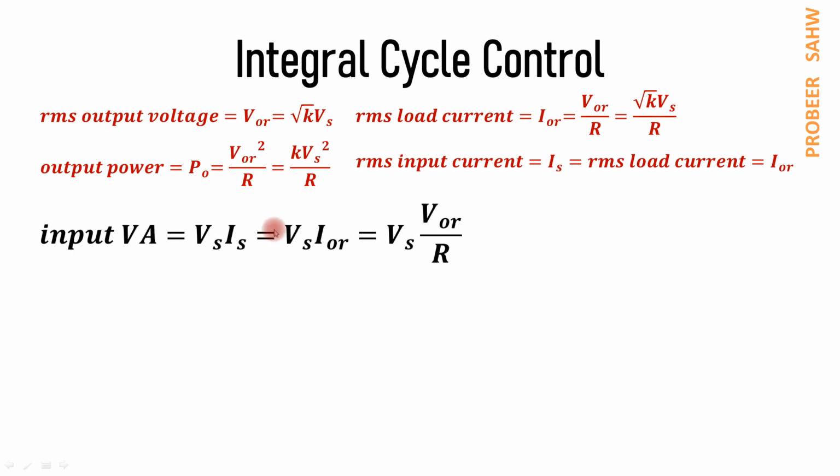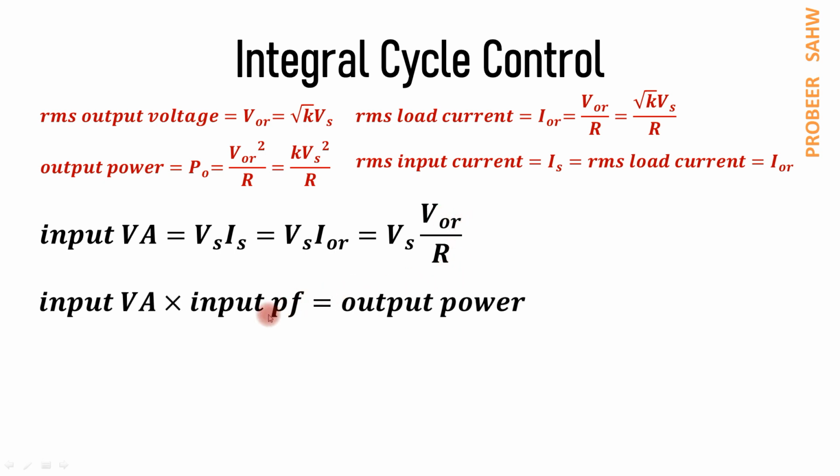Next, we find out the input VA. The input VA power to this circuit will be Vs into Is, V source into I source or V supply into I supply. And we know that RMS input current is equal to RMS load current. So it becomes Vs into I_OR. Now I_OR is the RMS load current, which is in turn equal to RMS voltage upon resistance. So input VA becomes Vs into V_OR upon R. So it is the input voltage RMS into output voltage RMS upon resistance. Next, we know that input VA multiplied with input power factor gives input power.